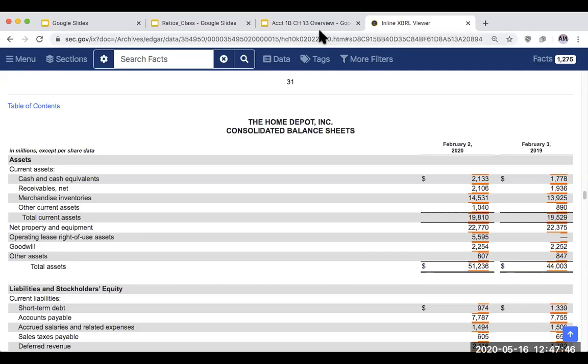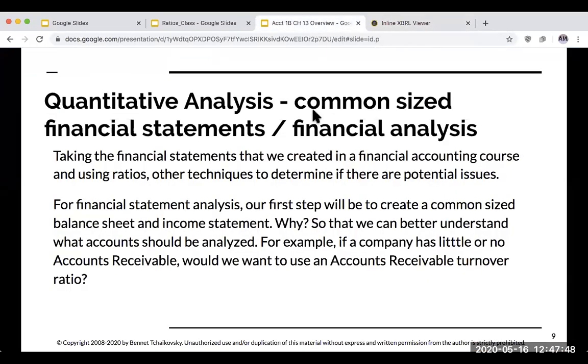We want to create common size financial statements so that we can understand how significant certain balances are to this company. And what is common size? Basically, everything's going to be in a percentage, and you'll see that in a later video. But we want to do this because we really need to understand, when we're looking at the ratios, whether I am selecting the proper ratios to analyze this company.